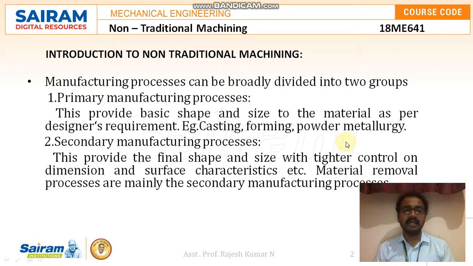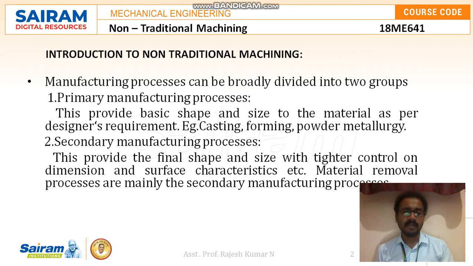We know that manufacturing processes can generally be broadly divided into two groups. We can call them the primary manufacturing process and the secondary manufacturing process. Everyone is aware of what the primary and secondary manufacturing processes are, because in the first 2 years, even in some of the labs, we used to do these kinds of machining processes. We have a lathe machine, and even in a workshop lab we have performed some of the operations.